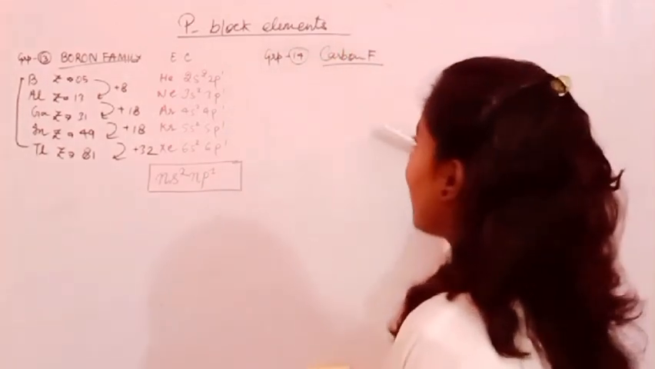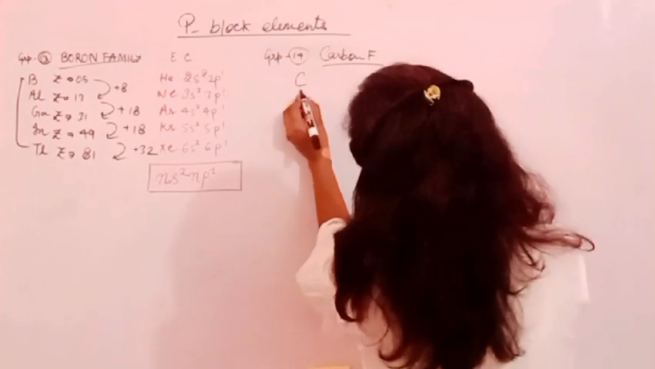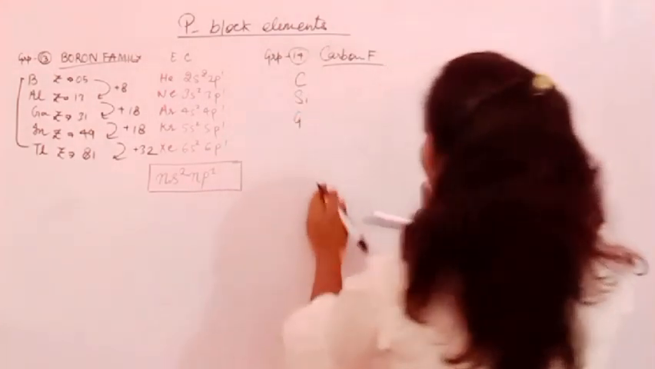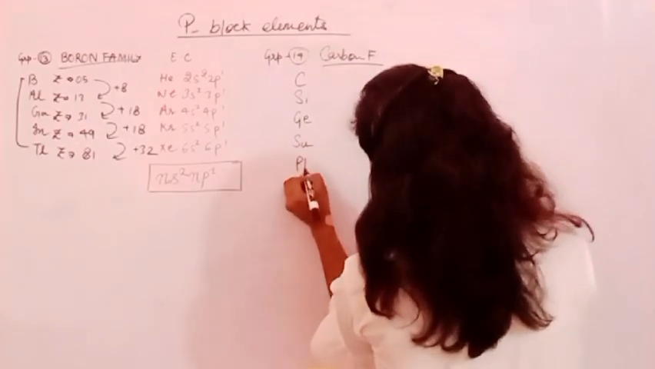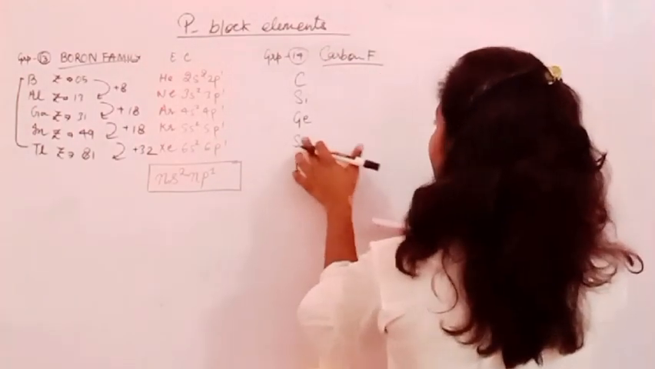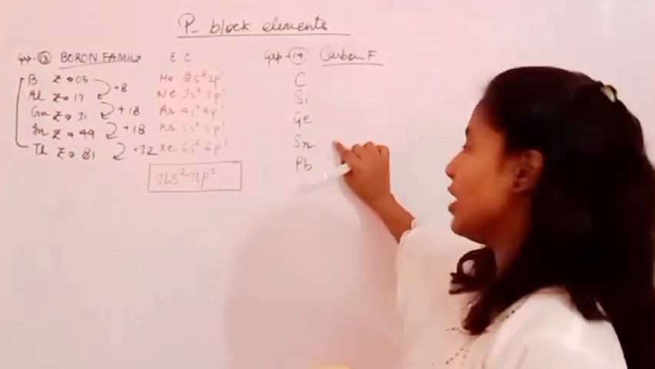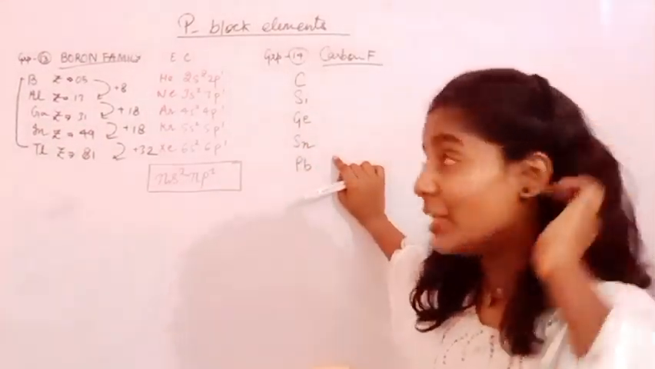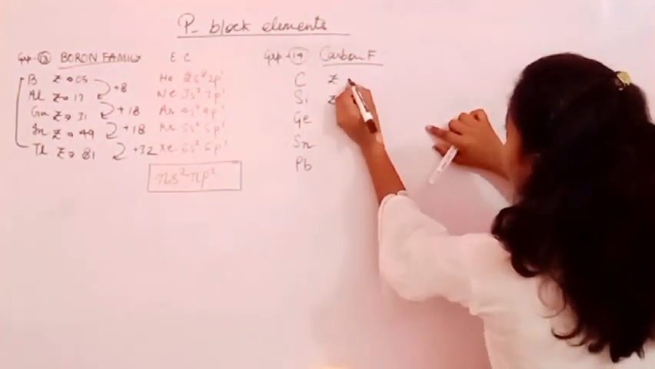Now, for understanding the carbon family, you are required to know the mnemonic for it: Kahe Shiv Ji, Sune Parvati. It will go like that for your carbon family. Again, you will be reminded of the Z values.